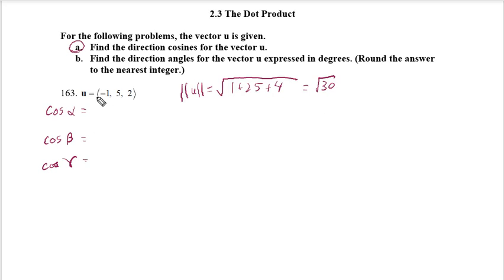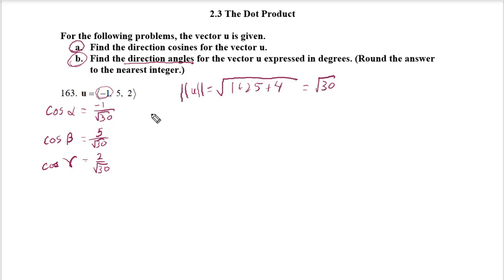And so we take the first component, negative 1, divide by the magnitude, and there's our direction cosine for alpha. We take the second component, divide by the magnitude, and the third component, and divide by the magnitude. So there's the first half of the problem. And then the second half is to find the direction angles.